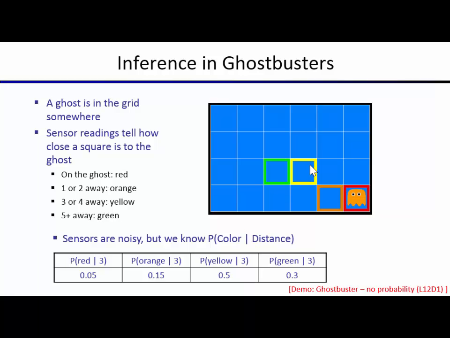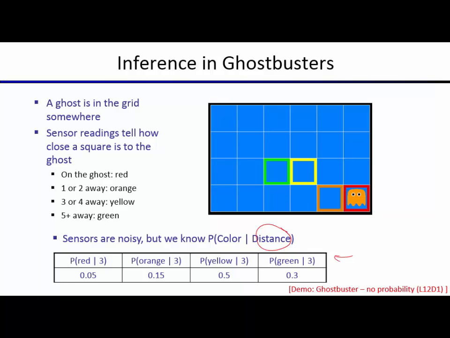So to make this more concrete, what you would have is a probabilistic model, and that model encodes how your sensors work. So for example, given the distance from the ghost is 3, for this table here, there's a 0.05 probability that the sensor measurement will be red, a 0.15 probability that it will be orange, 0.5 probability for yellow, and 0.3 probability for green. There's a similar table for when the distance to the ghost is 2, when it's 1, when it's 0, when it's 4, 5, 6, and so forth.